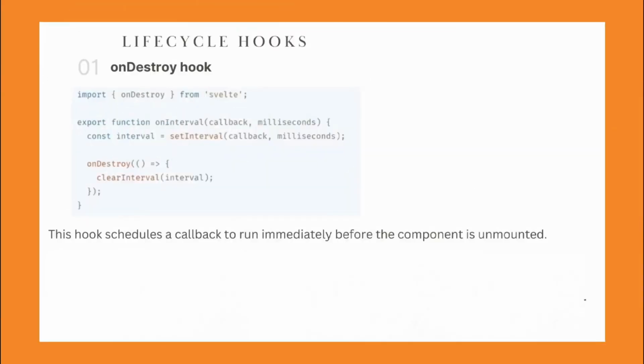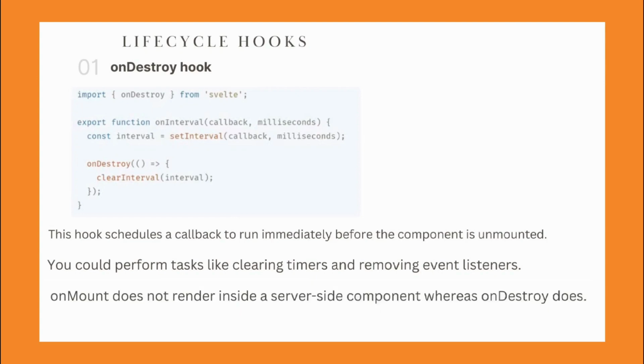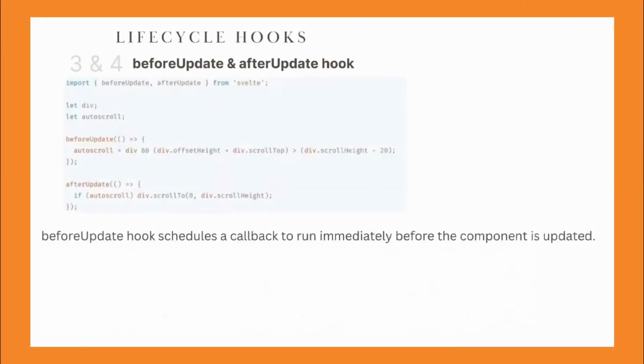The second hook is the onDestroy hook. This hook schedules a callback to run immediately before the component is unmounted. So you could perform tasks like clearing timers and removing event listeners. Now you can do that in the onMount hook as well by returning a function from onMount. But the difference is when it comes to server-side rendering, onMount does not run inside a server-side component, whereas onDestroy does.